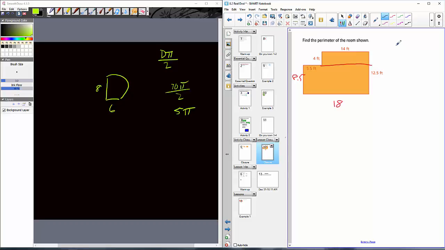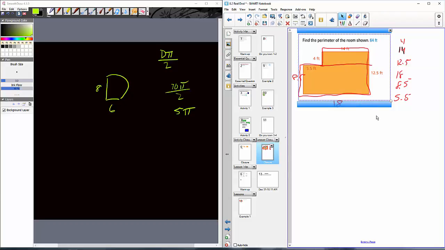If I do 4 plus 14, I'll have 4, 14, 12.5, 18, 8.5, and then 5.5. And that would take me from here, that's the 4, 14, 12.5, 18, 8.5, 5.5, and right back here again. When I add them all up, I should get 64, which is what this adds up to. And that's really the video for today.